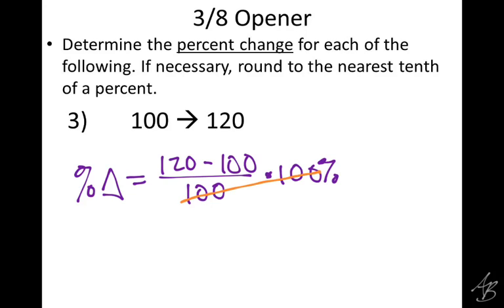What's 120 minus 100? 20. Is it positive 20 or negative 20? Positive. It is positive 20. And remember, with percent change, we want to put the plus there. So that's a plus 20% increase.